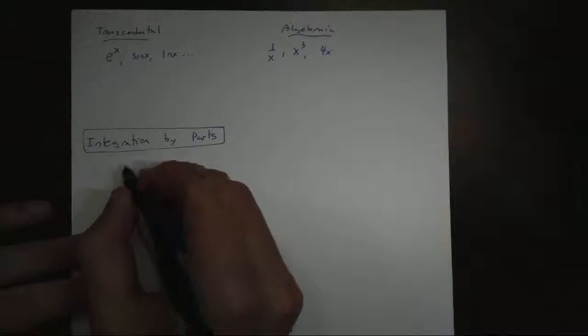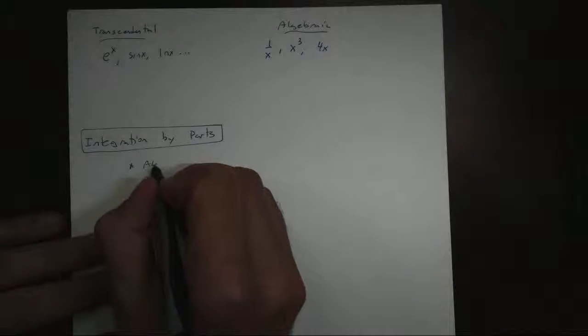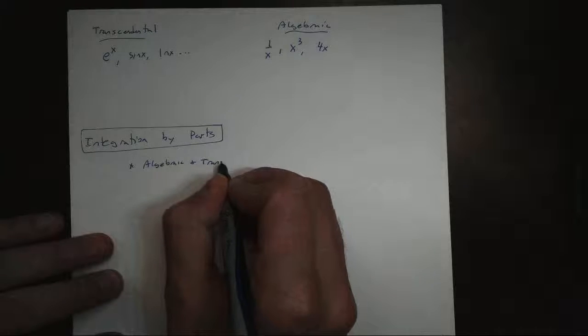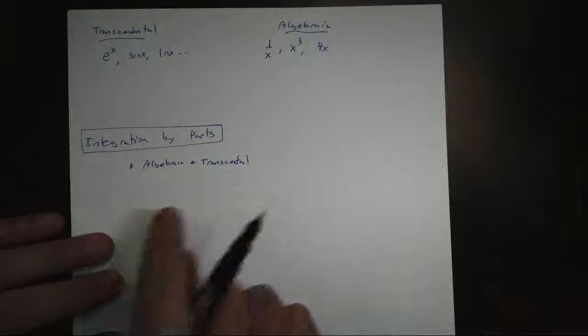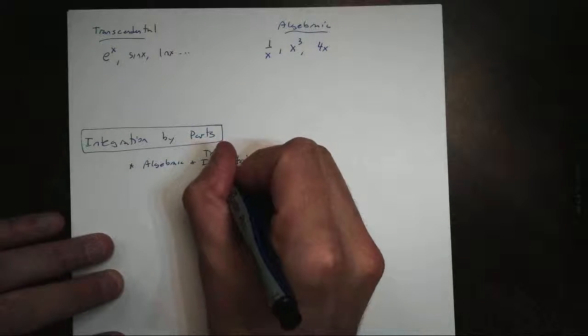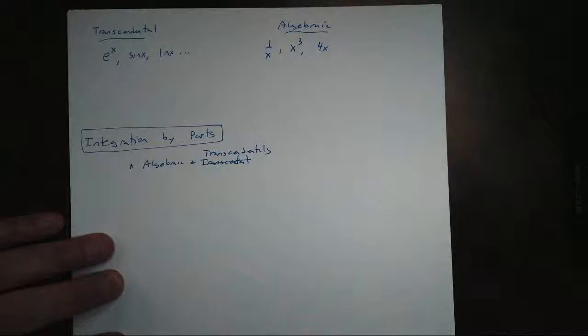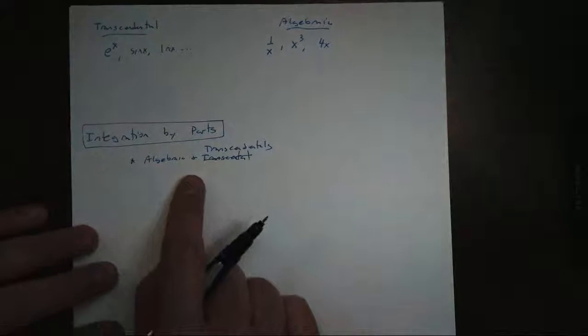Integration by parts is how we integrate functions if we have an algebraic function and a transcendental together. Now later on, we're going to answer the question: what happens if we have two transcendentals? I can't spell that today. Transcendentals. There we go. Why I majored in mathematics. So we're going to take a look at what happens if we have two of them.